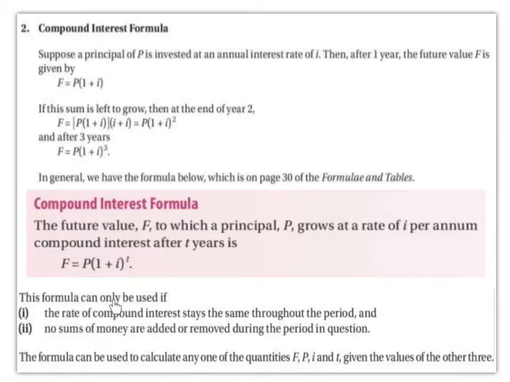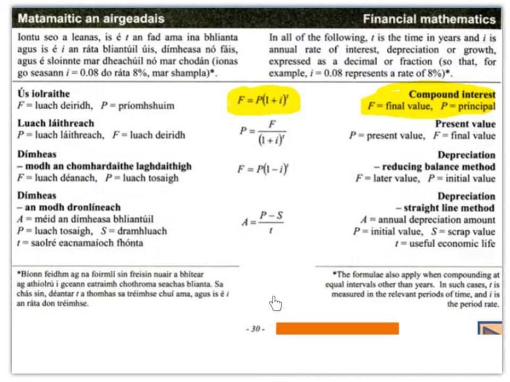This formula can only be used if the rate of compound interest stays the same throughout the period, so the I stays the same, and no sums of money are added or removed during the period in question. The formula can be used to calculate any one of the quantities F, P, I and T given the values of the other three. And it's found on page 30 of your formula tables. So this is our compound interest formula, where F represents the final value, P represents the principal.